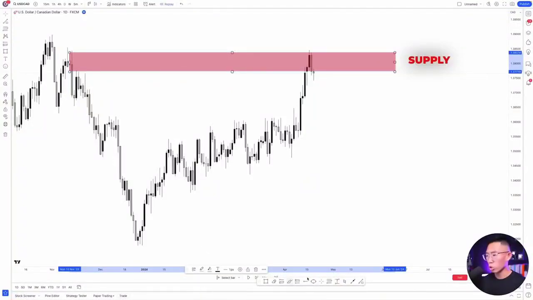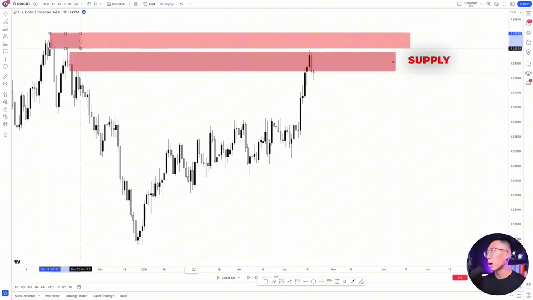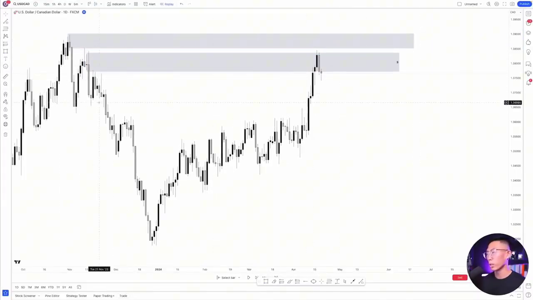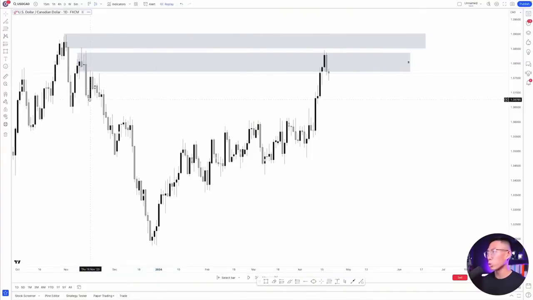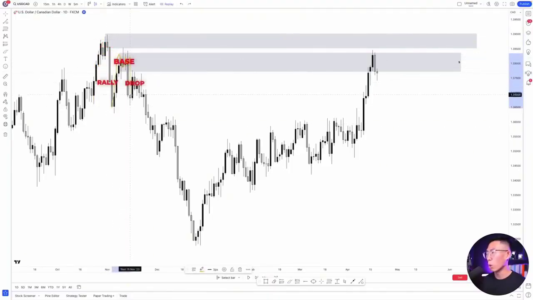And then there is also another supply zone all the way up here at this extreme high right here, right? And yeah, there's basically two supply zones right here. So the reason why I marked up these supply zones is because this is what you call your rally base drop. Rally base drop, right? And it basically tells us that this is the initiation of this push phase, right? These sellers entering into the market.